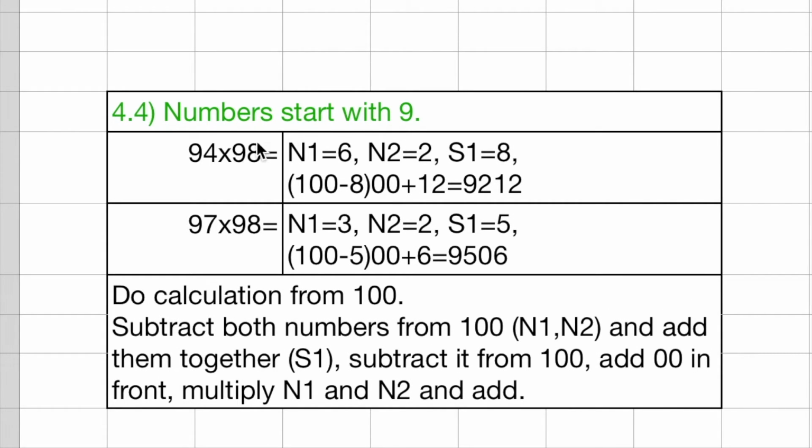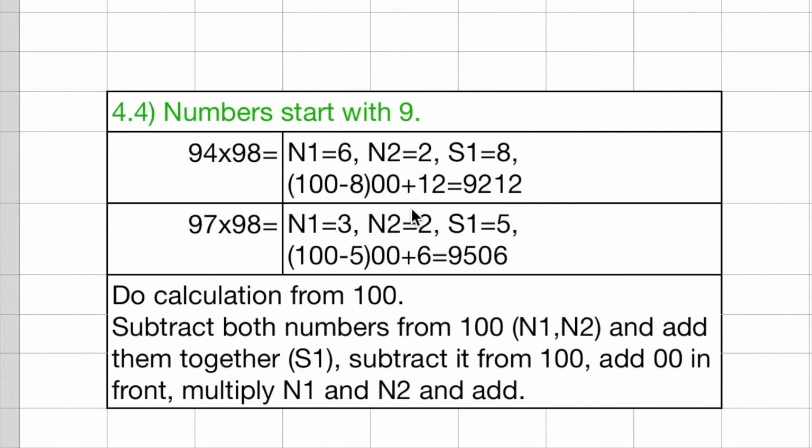Case 4. Here numbers start with 9. For example, 94 times 98. Here we have to do the calculations from 100. So n1 becomes 100 minus 94, 6. And n2 becomes 100 minus 98, which is 2. And S1 is n1 plus n2. So 6 plus 2 is 8. So we have to subtract 8 from 100 and put 2 zeros in the back. So 100 minus 8 is 92 and 2 zeros makes it 9200.